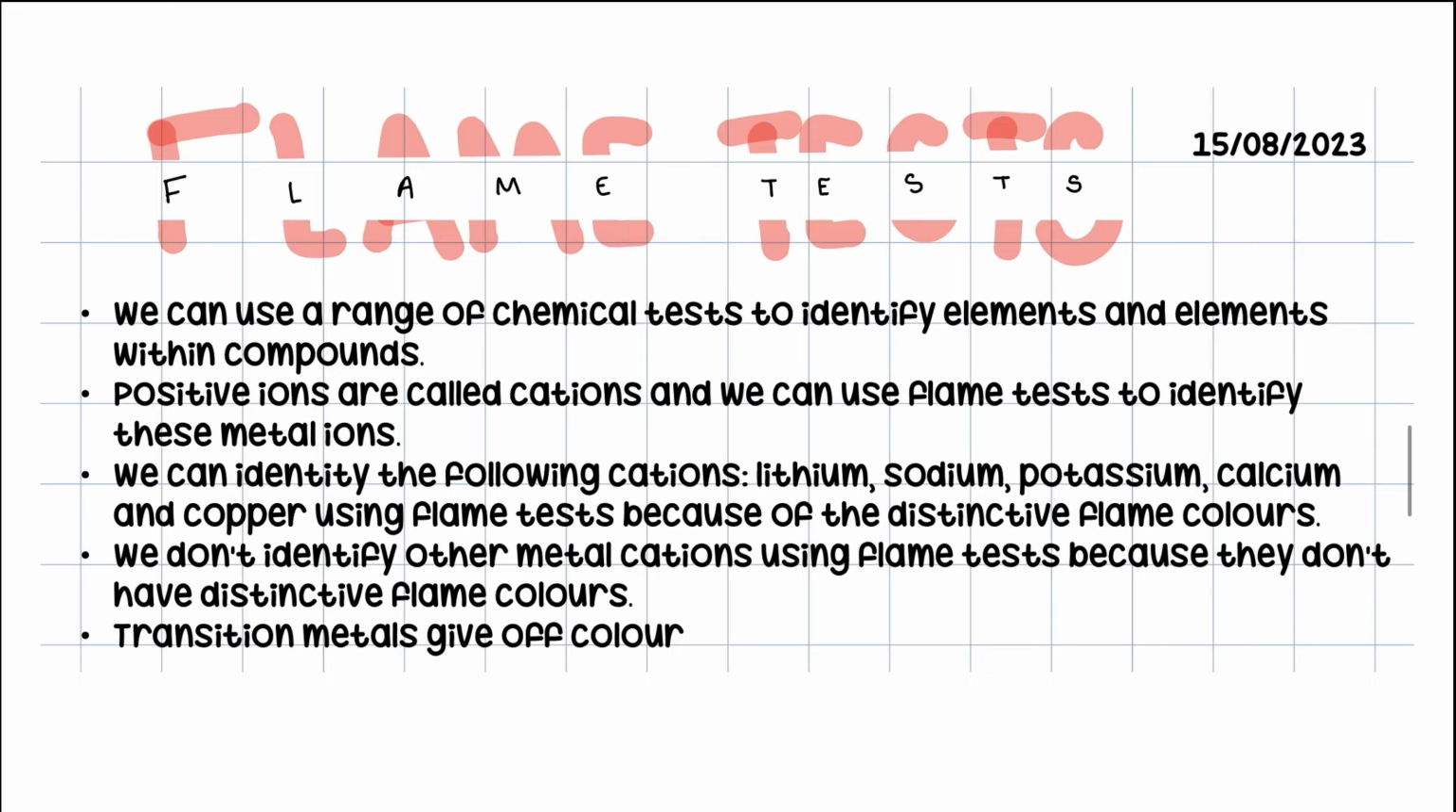So the specific test we can use to identify metal ions is the flame test. Just a side note, positive metal ions are called cations. All metal ions are positive. So we can use flame tests to identify the following cations: lithium, sodium, potassium, calcium and copper. The reason we can specifically identify these cations is because they have a distinctive flame colour. Other metal cations don't. And just another note, transition metals do also give off colour.